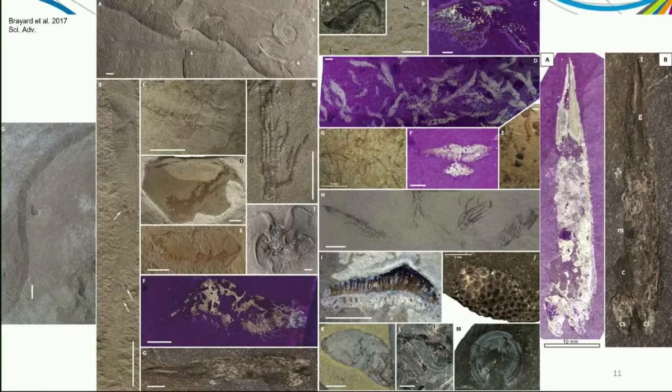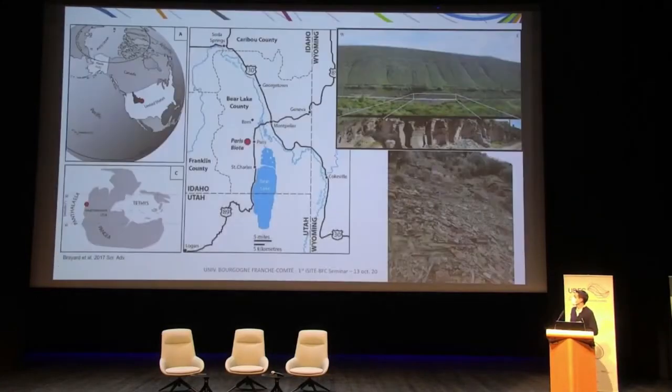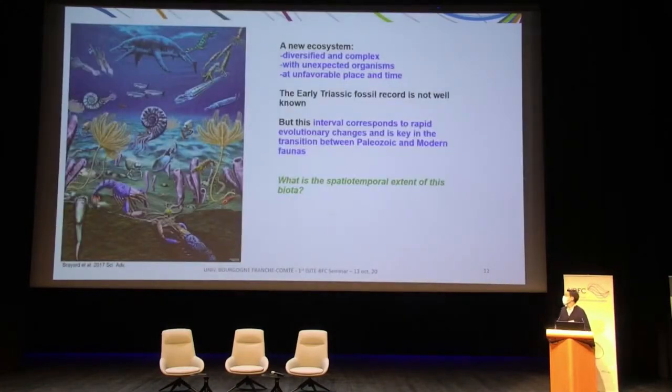The most unexpected thing in this Paris biota was the presence of two organisms which are not supposed to exist at that time. The first organism is a basal sponge from the early Paleozoic, disappearing during the late Paleozoic and reappearing in the Paris biota 200 million years later. And the second organism is this one. It's a gladius-bearing coleoid, a kind of squid, if you prefer, which is supposed to appear only 50 million years later during the early Jurassic. Thus, we have a very strange assemblage.